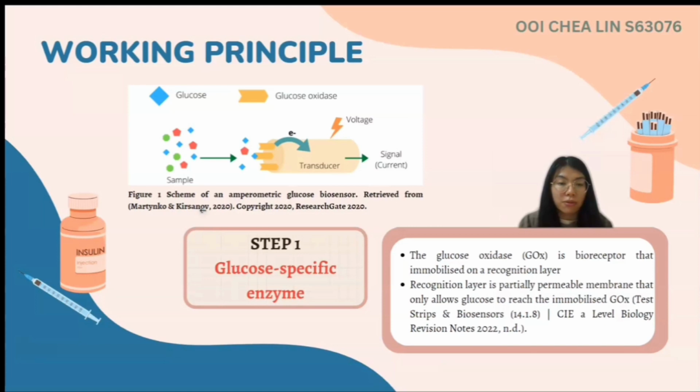This is the working principle of the glucose biosensor. This is the scheme of the electrochemical glucose biosensor. Step 1 is glucose-specific enzyme. The glucose biosensor uses glucose oxidase, which is GOX, as a bioreceptor that is immobilized on the recognition layer. The recognition layer is the partially permeable membrane that only allows the glucose substrate to reach the immobilized GOX.